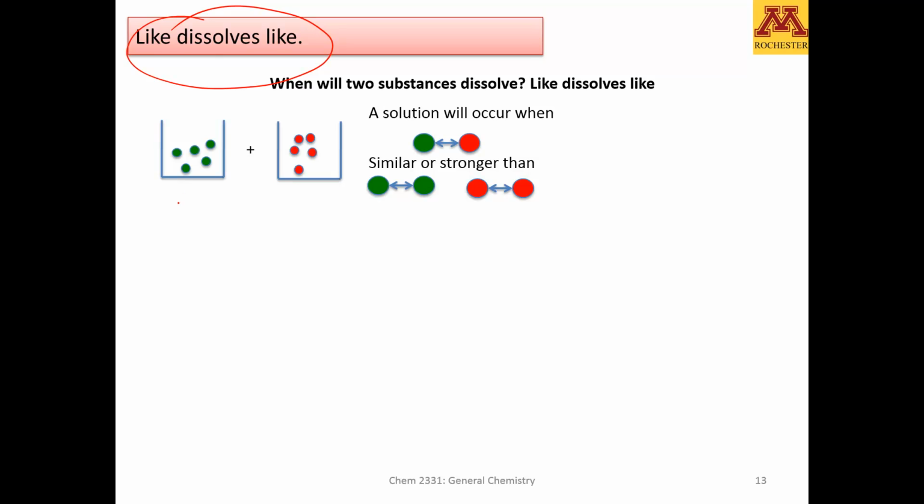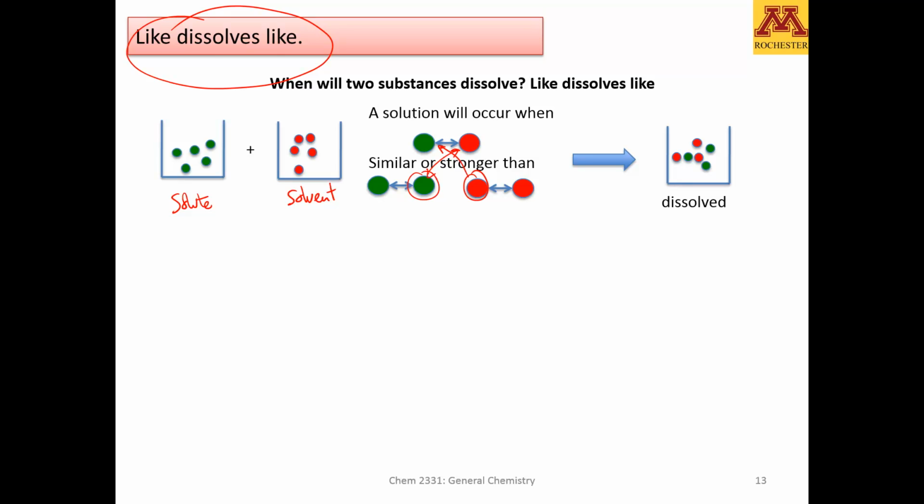Let's say that green is the solute and red is the solvent. What should happen for the solute and solvent to mix? Well, the green molecule should be able to interact at least as strongly with the red balls as with the green. And likewise, the red should be able to interact as strongly with the green balls as with the red. This is why we say that like dissolves like.